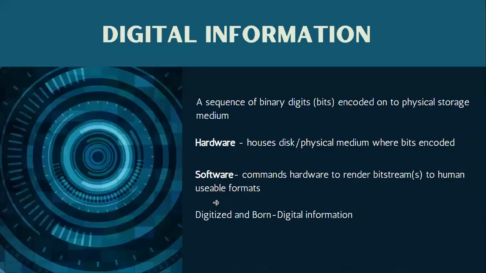So first, we'll cover a little bit of what digital information is. So digital information is a sequence of binary digits or bits that are encoded onto a physical storage medium.